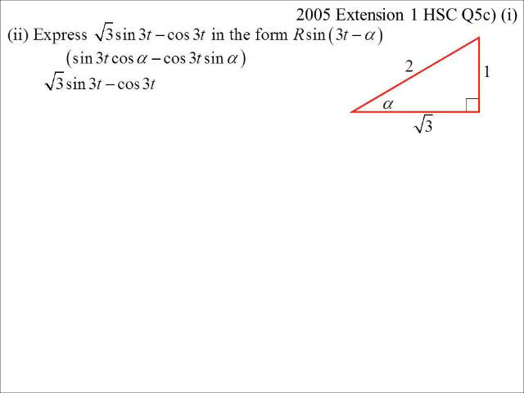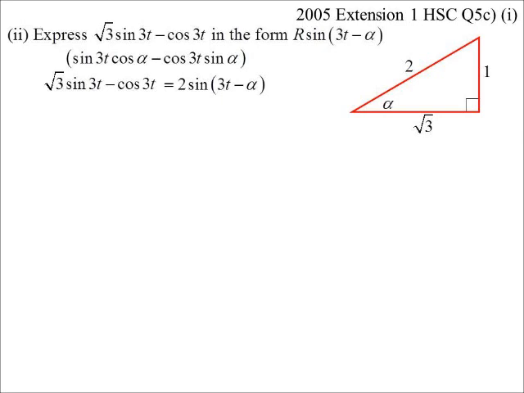Because I know it's the pattern sine cos sine. So cos is root 3, adjacent is root 3. Sine is 1, so opposite is 1. So I know the coefficient is 2. So that's what I was saying. I don't normally put the middle step in. I just write straight down.